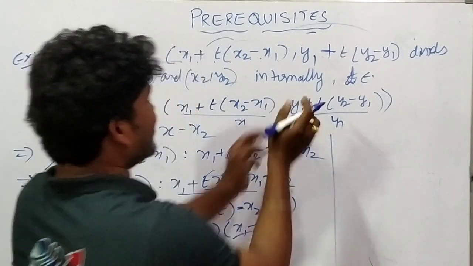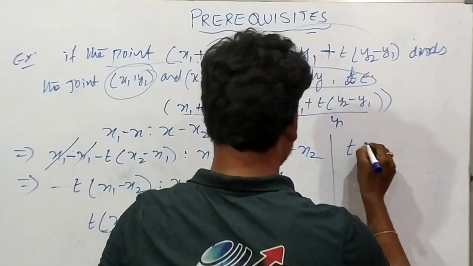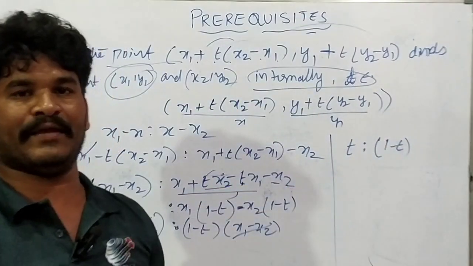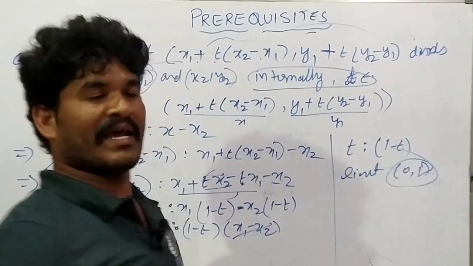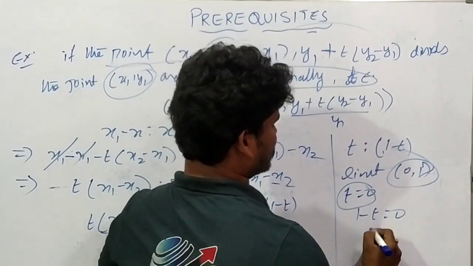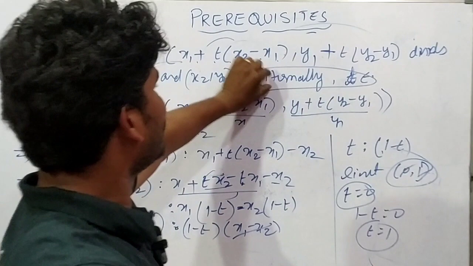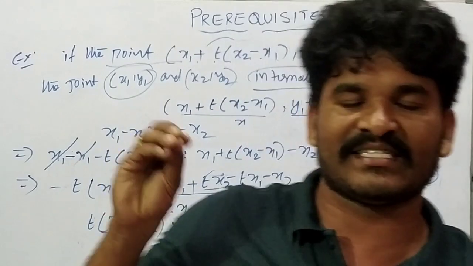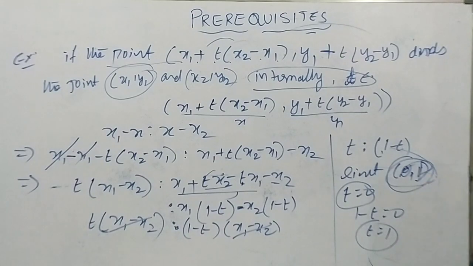We finally get the internal ratio: t is to 1 minus t. What are the limits of the point? The limits are 0 and 1. When t equals 0, then 1 minus t equals 1, and when t equals 1, 1 minus t equals 0. Therefore, 0 to 1 is the range whenever the point intersects the line segment internally, with respect to t. Therefore, the value is 0 to 1.